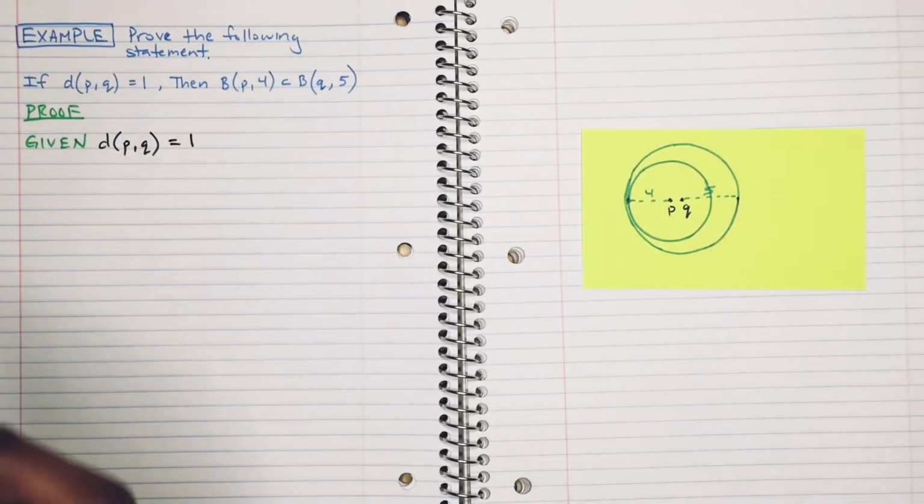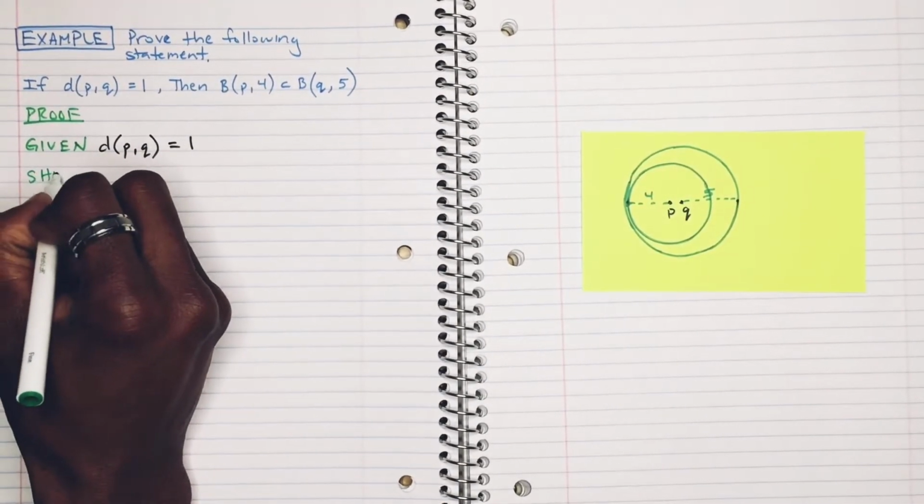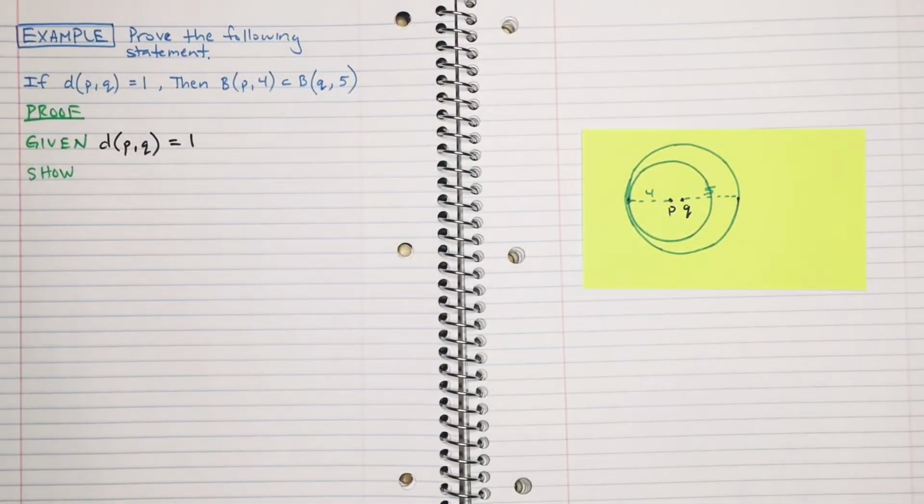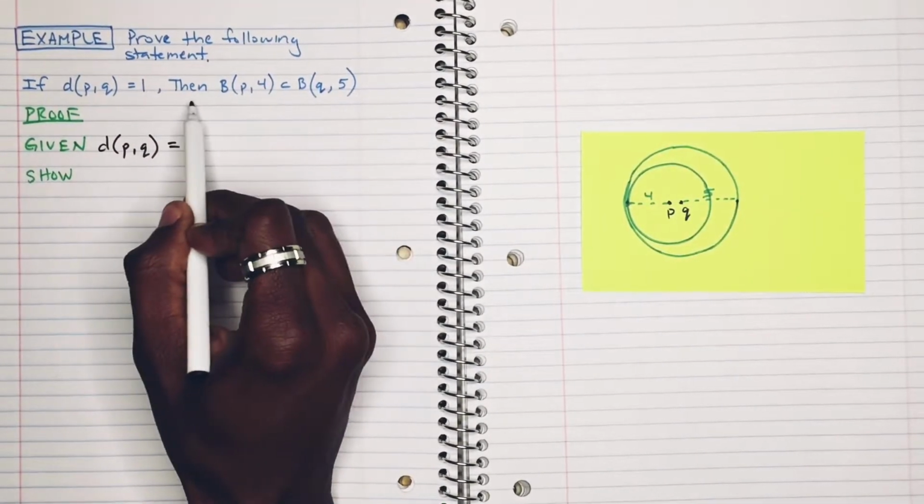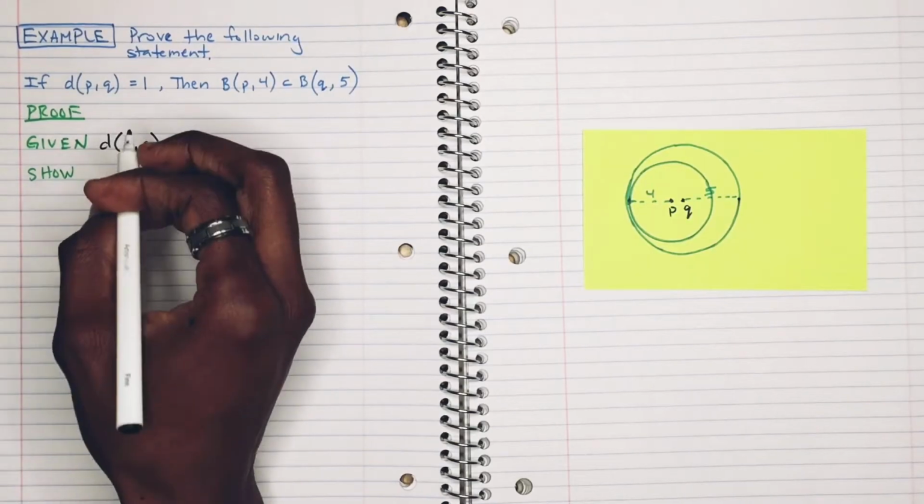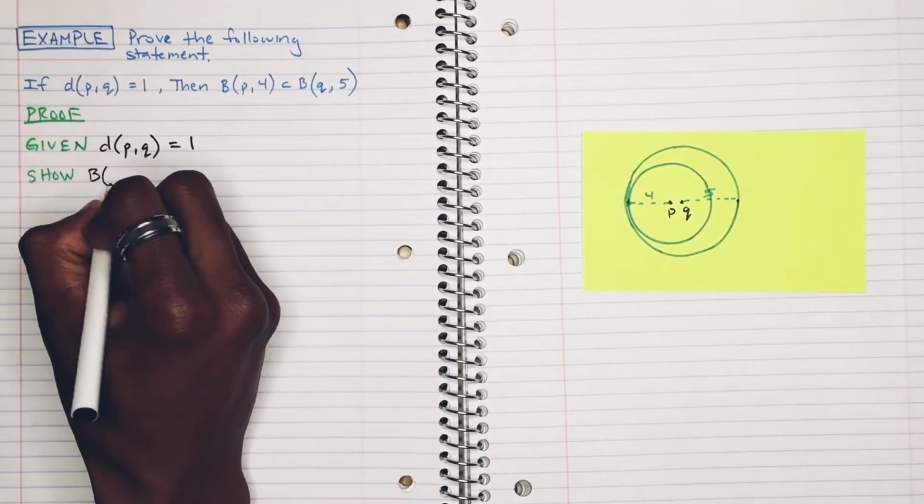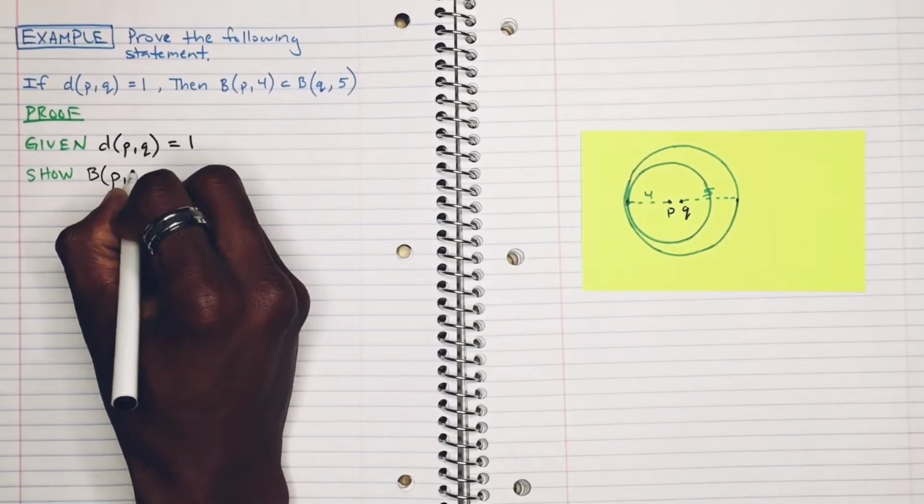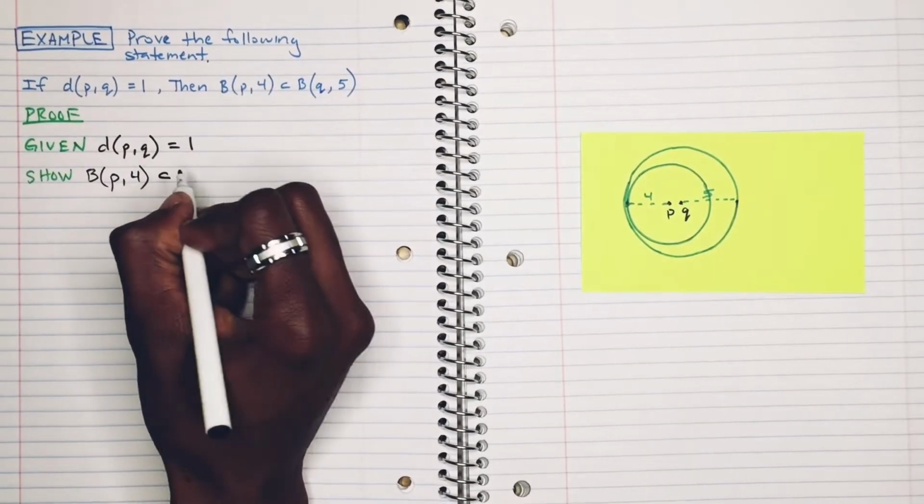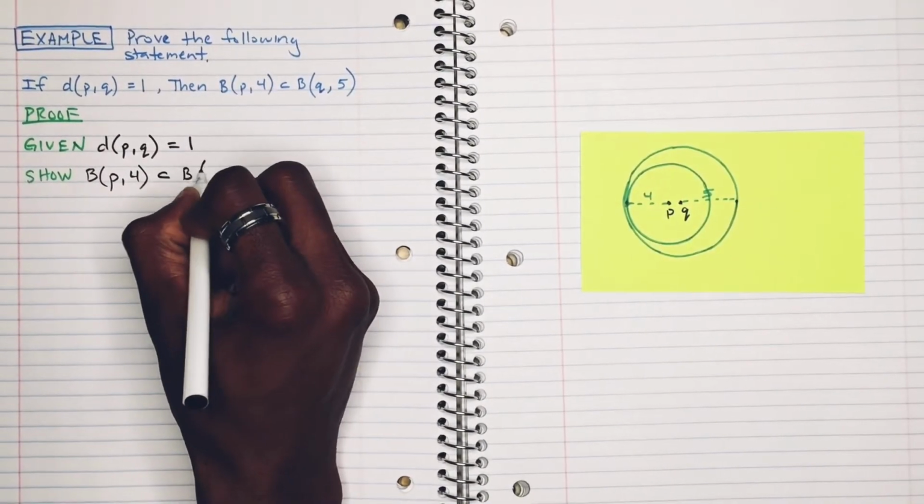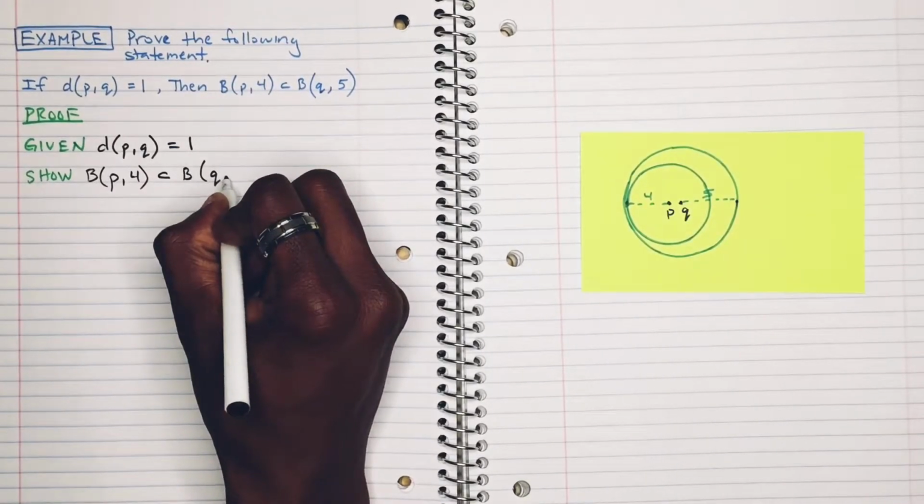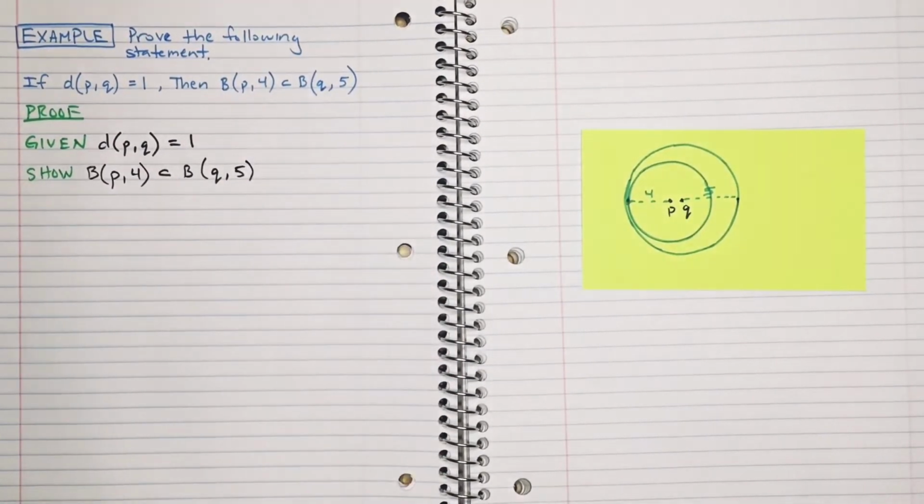And now just below our given statement, we're going to write our show statement. This show statement is the statement that we want to prove. This is located right after the then statement in our example. So we're going to write the ball centered at point P with a radius of 4 is a subset of the ball from center Q with a radius of 5. That's all we need for that. Let's go on to step 1 of our proof.